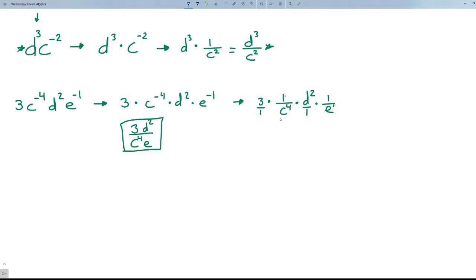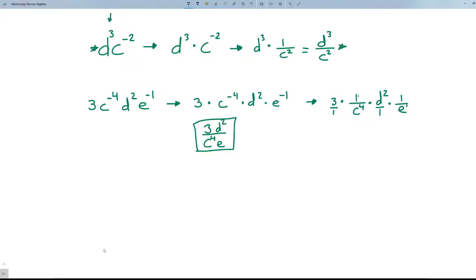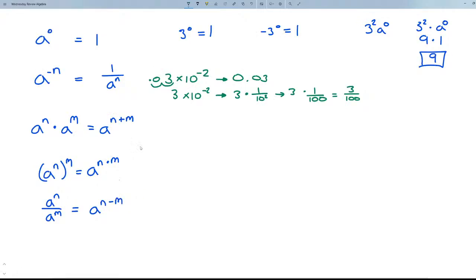3 times 1 will be 3. 3 times d squared will be 3d squared. 3d squared times 1 is still 3d squared. Now for the bottom, 1 times c to the 4th is c to the 4th. C to the 4th times 1 is c to the 4th. And c to the 4th times e is c to the 4th times e, which is our answer down here. All right, so we moved our way up to a little bit of a complex problem.